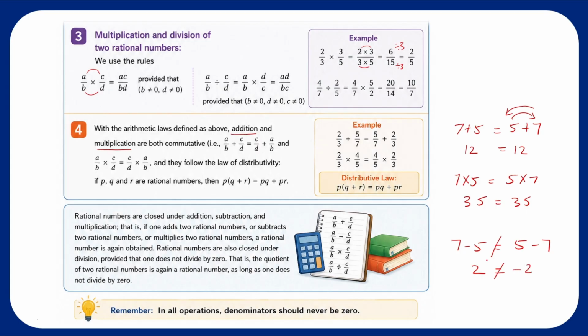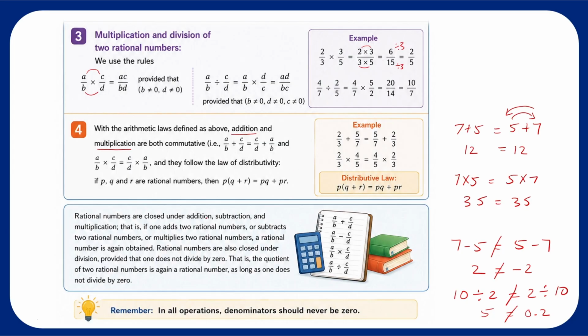So they aren't equal. And similarly with division also, 10 divided by 2 is not the same as 2 divided by 10. So 10 divided by 2 is 5 and 2 divided by 10 is 0.2. So hence these are also not the same. So it isn't true for subtraction and division. It only works for addition and multiplication. So that's the commutative property.